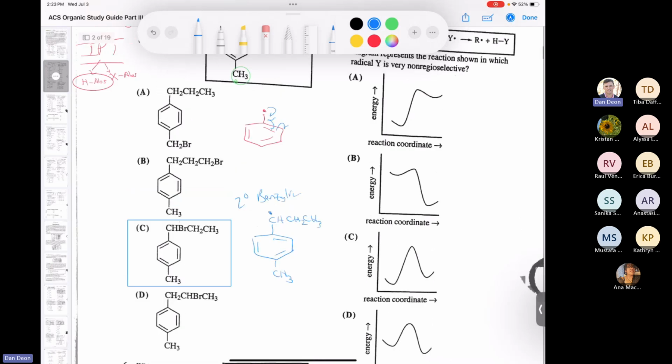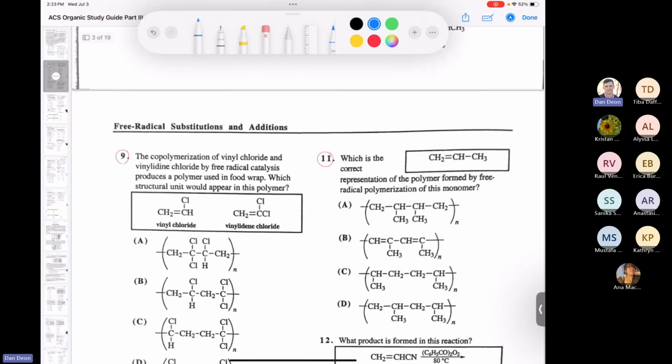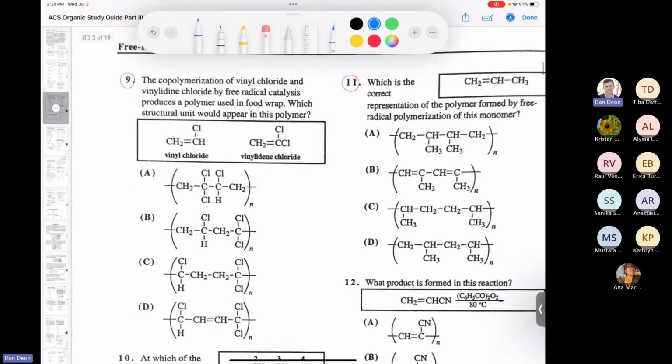Okay, let's see here. Question number 9. The Beatles wrote a song about that. Number 9. Anyhow, number 9, the copolymerization of vinyl chloride and vinylidene chloride, and you see their structure shown here, by free radical catalysis produces a polymer. Hey, what do you know? Chapter 27. So this is chapter 27. The polymer that's found in food wrap, you mean Saran Wrap, I think. But anyhow, which structural unit would appear in the polymer?